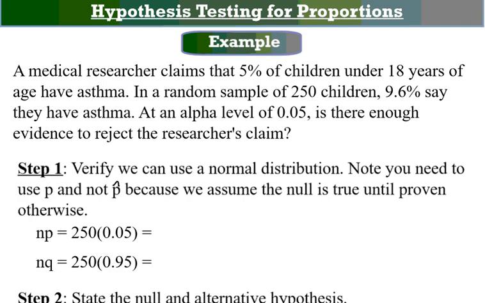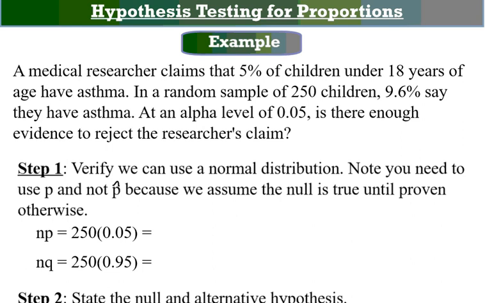Example number 1. A medical researcher claims that 5% of children under 18 years old have asthma. In a random sample of 250 children, 9.6% say that they have asthma. At an alpha or significance level of 0.05, is there enough evidence to reject the researcher's claim?